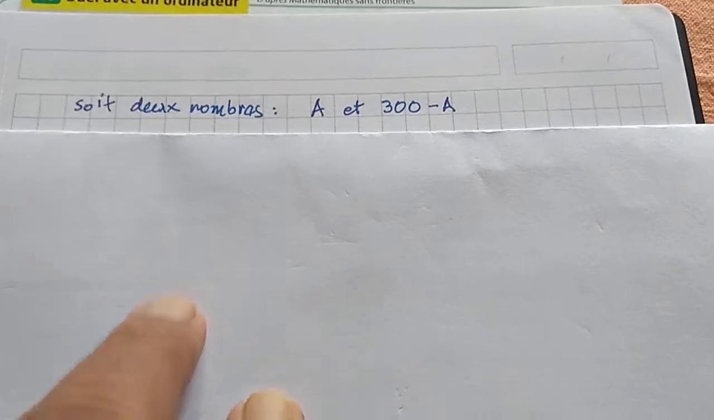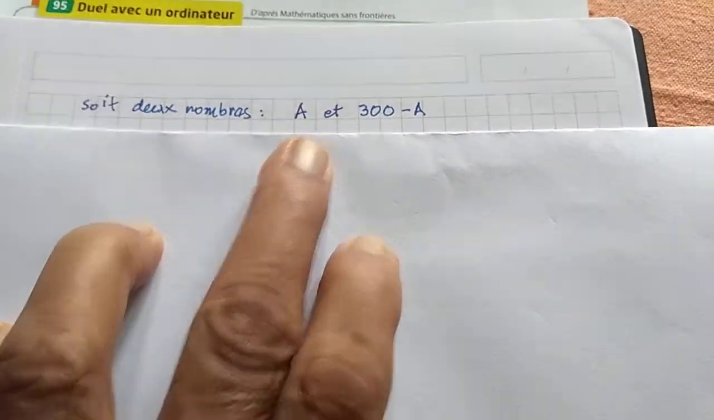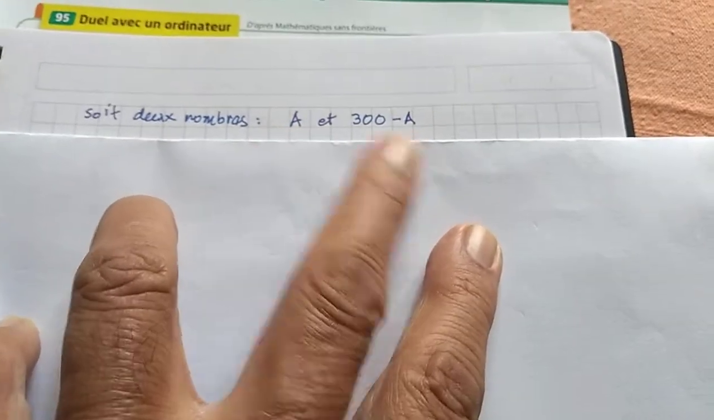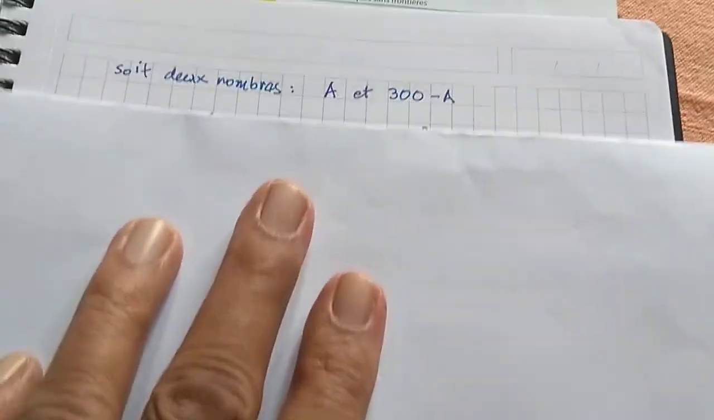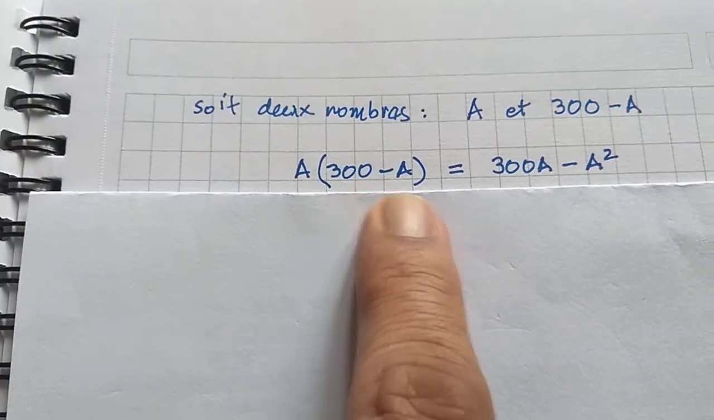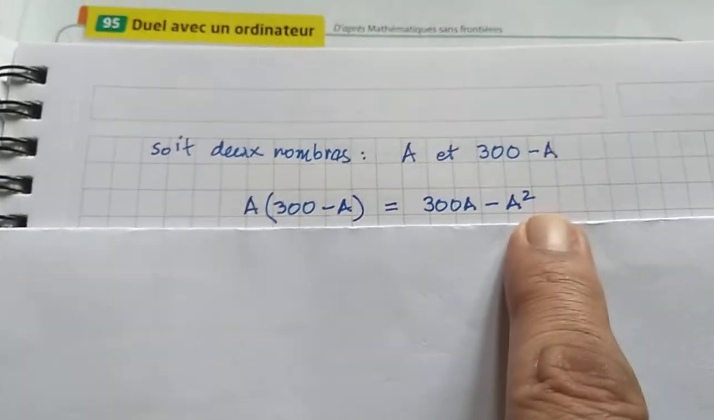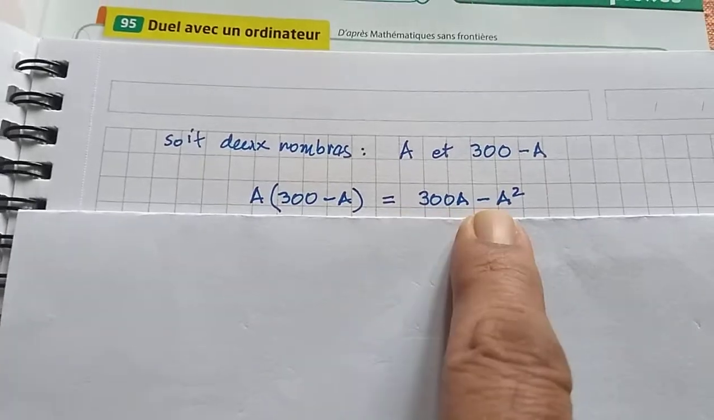Okay. Now we'll come to how to solve it without that elegant way. This is the way the book's corrigé has shown it. So we have two numbers, A et 300 moins A. We don't say A and B, we just have one number A, so the other number is obviously 300 minus A. So what is the product of these two numbers? If we multiply this, it will come to A into 300 minus A, it is 300 times A moins A carré. So this is the product of these two numbers.